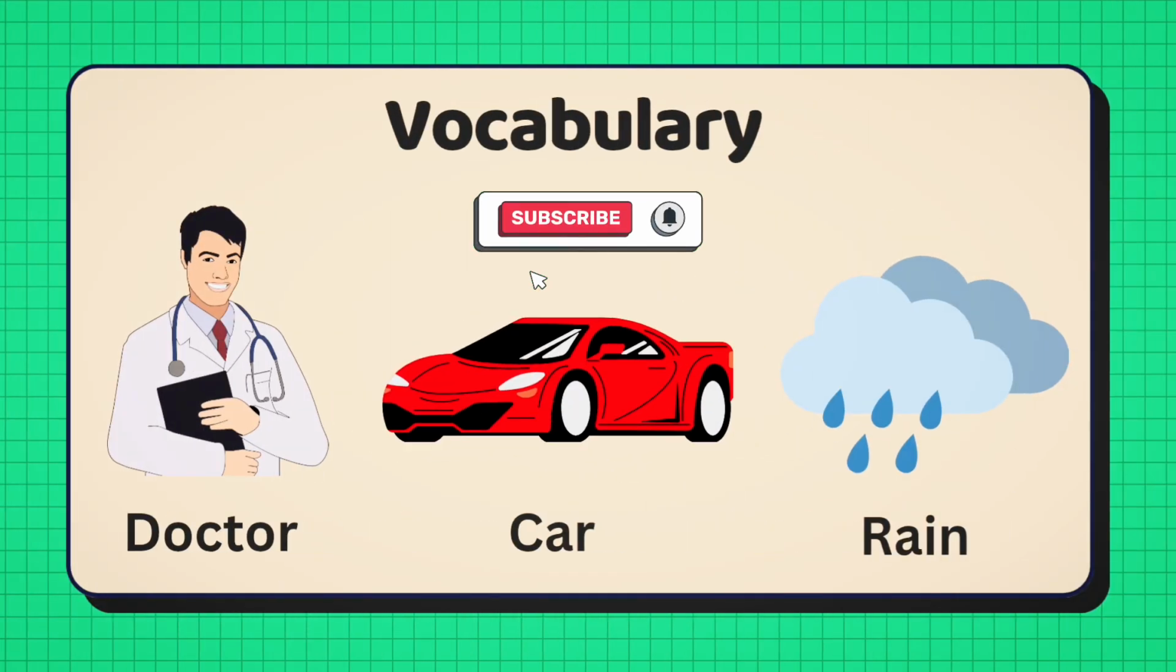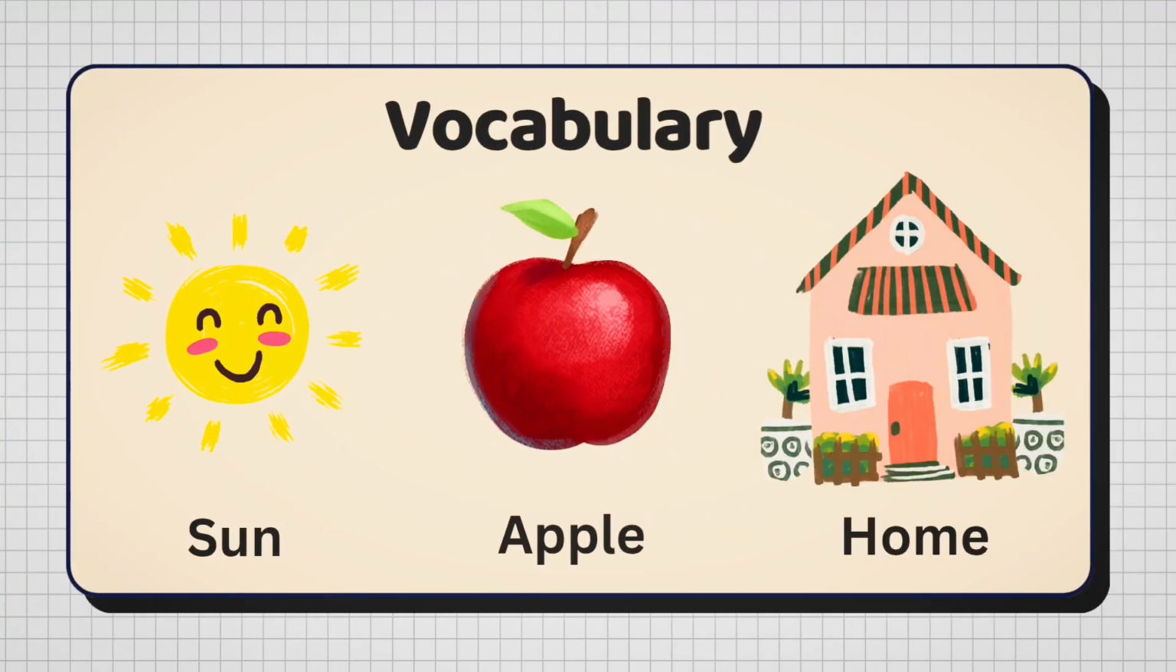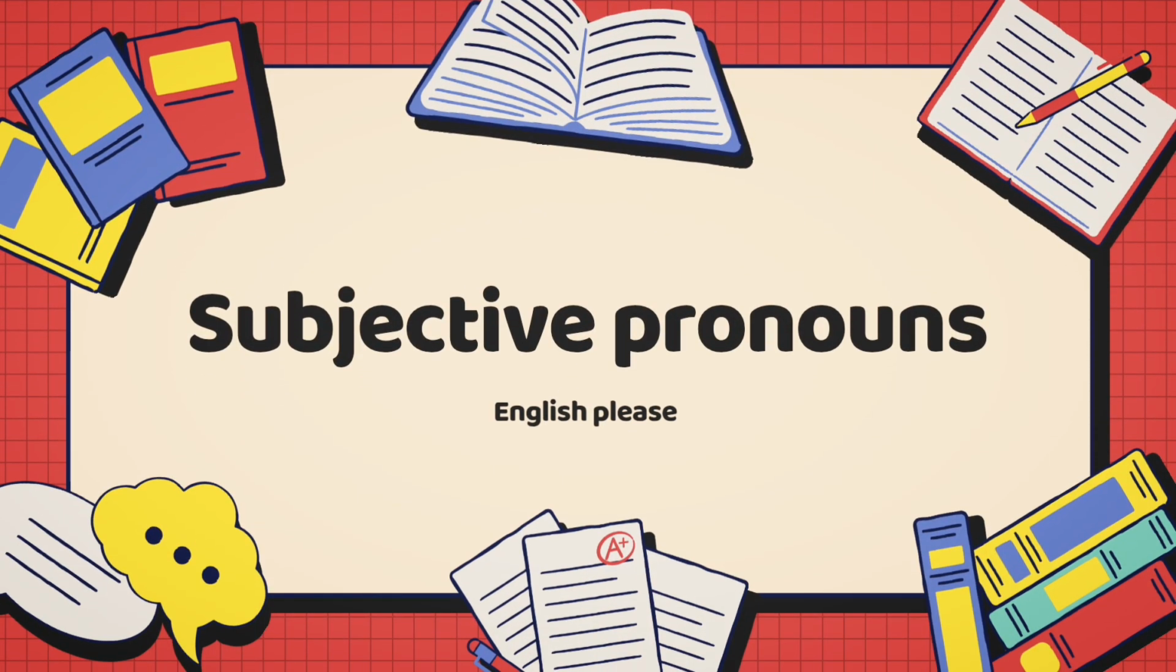Vocabulary. Doctor. Car. Rain. Sun. Apple. Home. So, in this video, we learned what these words are and how they replace nouns in sentences.